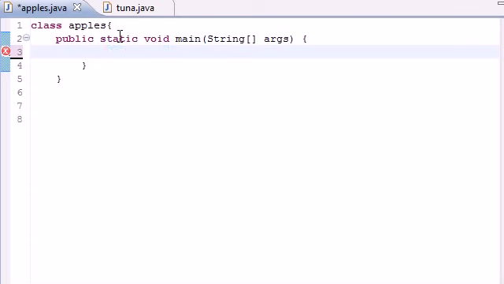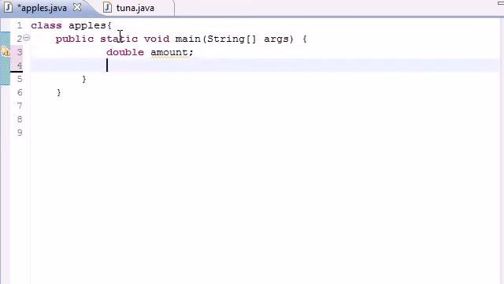If this sounds really complicated, let me show you guys how to do this using a for loop, and you will be substantially impressed, I promise you. So we need three variables: double amount, and we don't know what this is yet, so we're just going to leave it set to nothing.